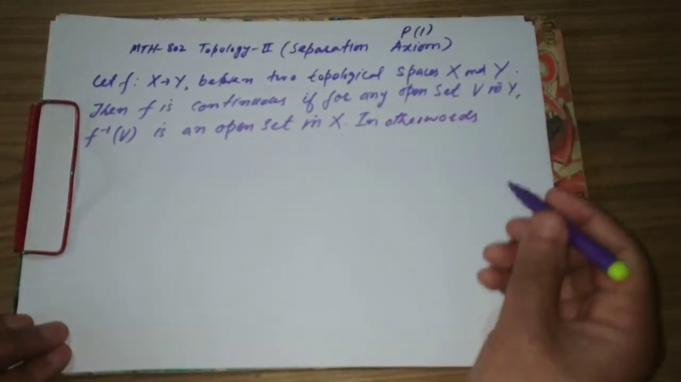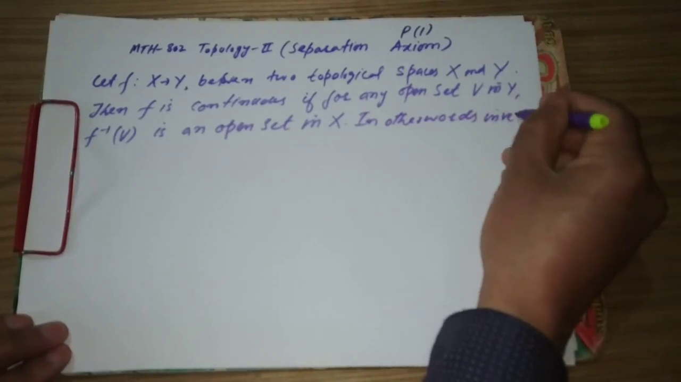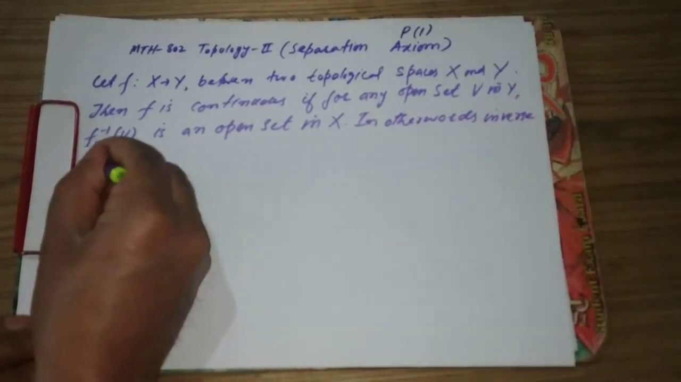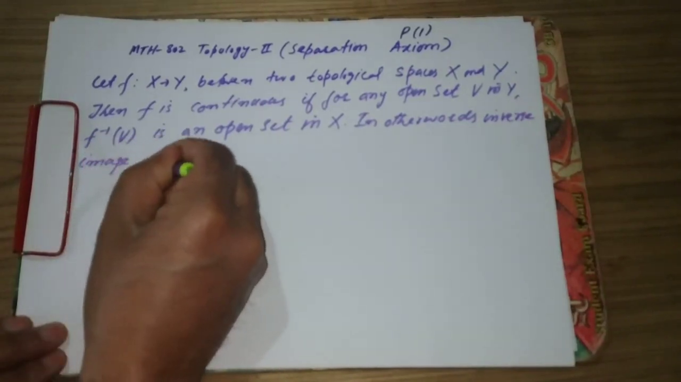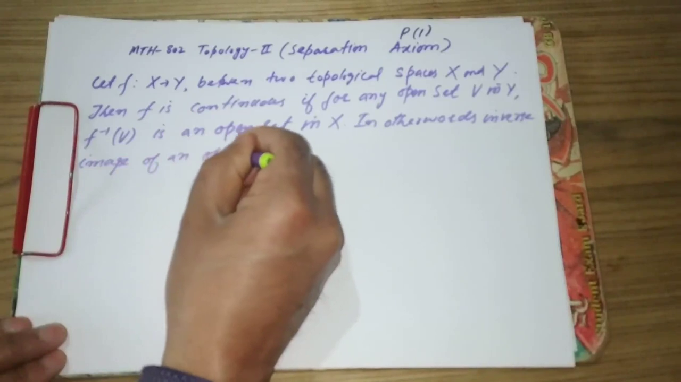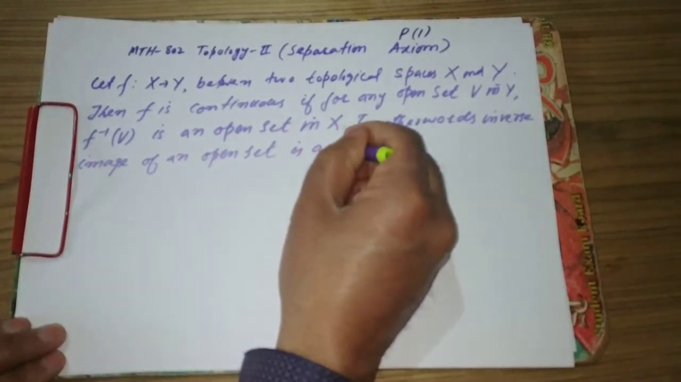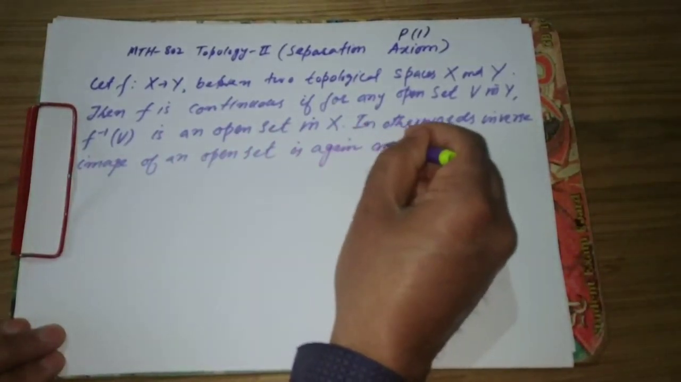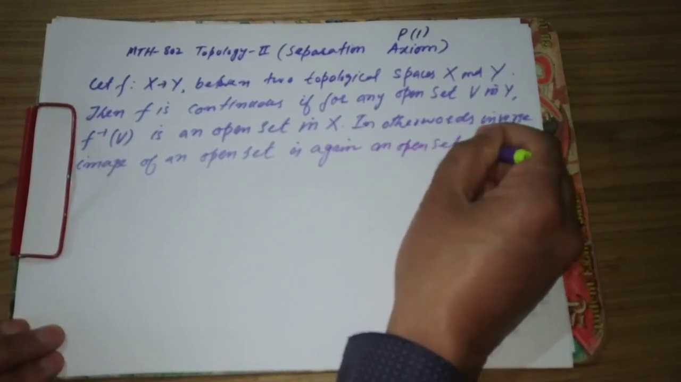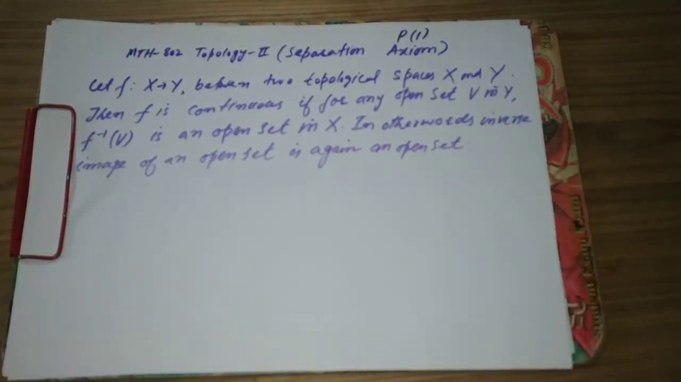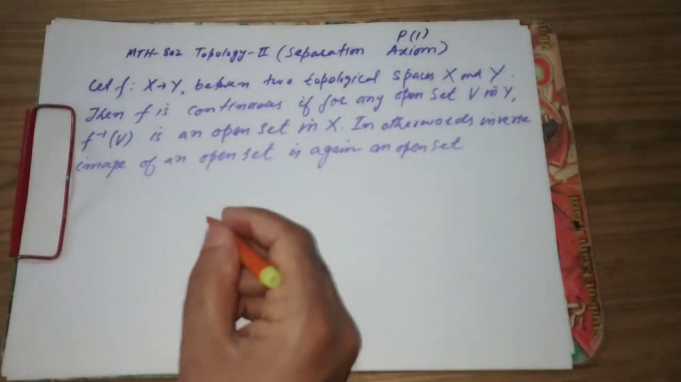In other words, inverse image of an open set is again an open set. That's the definition of continuous mapping between the topological spaces X and Y.